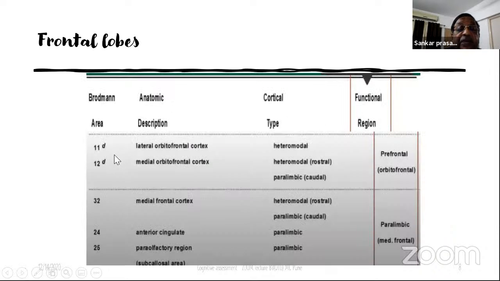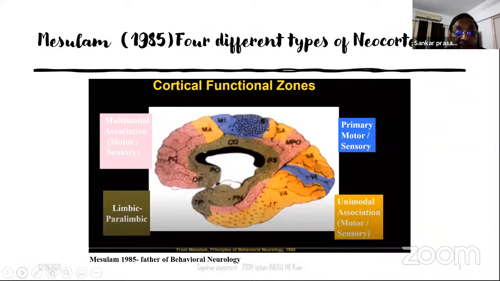Areas like the lateral orbitofrontal cortex and medial orbitofrontal cortex, these are also involved; orbitofrontal abnormalities are seen whenever there is a disease in these areas. And areas 32 and 24 are medial frontal cortex and anterior cingulate. We will be talking mainly about the frontal lobe. The other areas we are not going to touch much, because the frontal lobe is very, very important for all the students. We should know that.